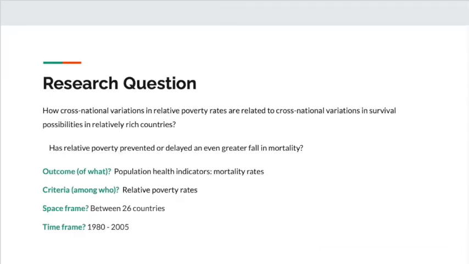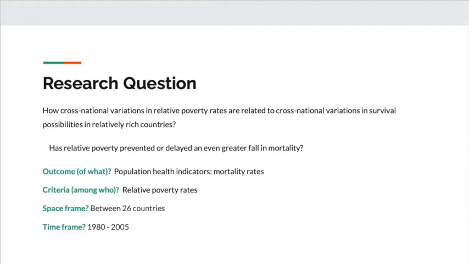As we saw in our course, our research question is the question that the article sets out to answer. In this case, the main questions are how cross-national variations in relative poverty rates are related to cross-national variations in survival possibilities in relatively rich countries. Considering the relation between relative poverty and mortality rates, has relative poverty prevented or delayed an even greater fall in mortality?